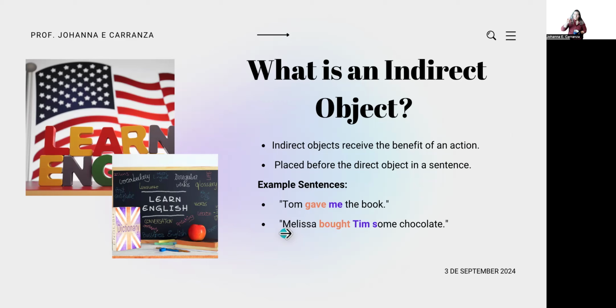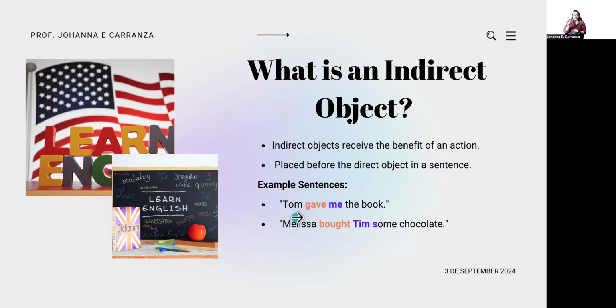And then in the second sentence, Melissa is the noun or the subject. Then comes the verb bought, which is to buy in the past. Then comes Tim. Tim in this case will be the indirect object. And then some chocolate will be the direct object.